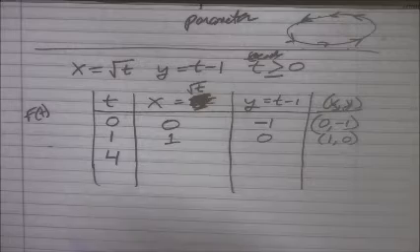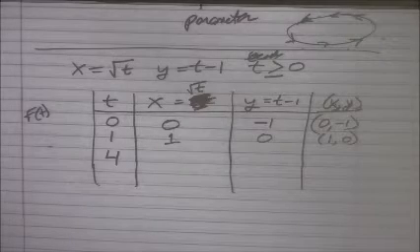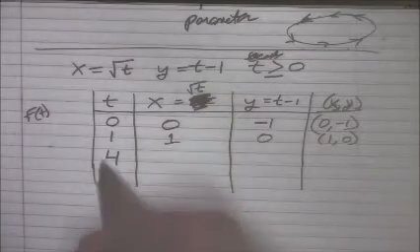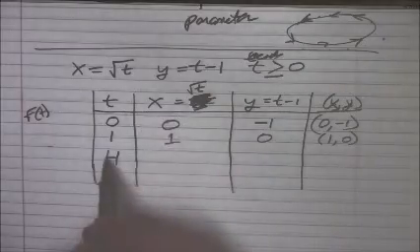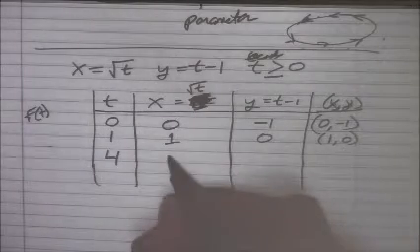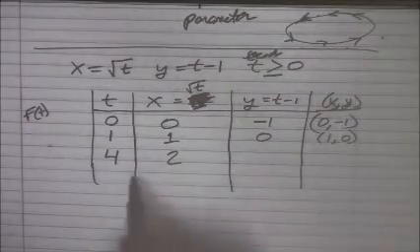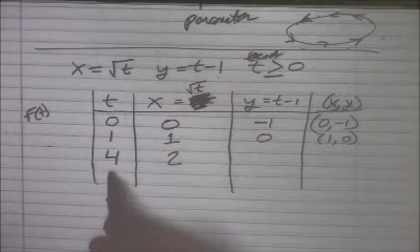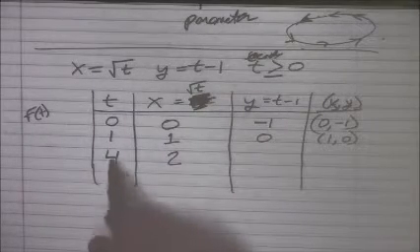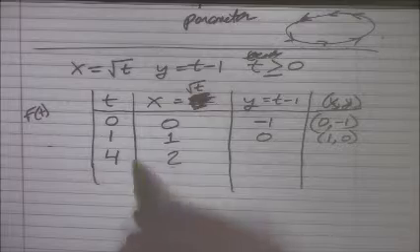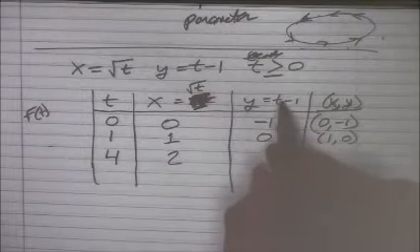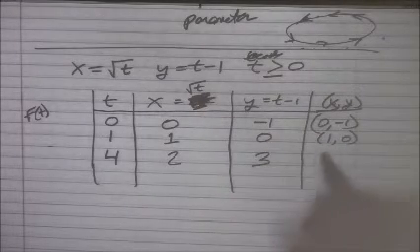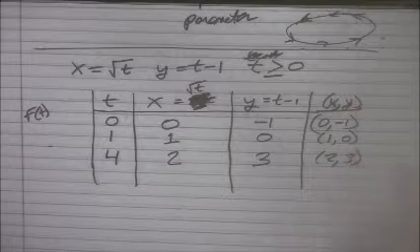I can do decimals. I just really like to keep the nice whole numbers. So I'll put 4 in here for the time. Square root of 4 is 2, so that means the x is 2. When the time is 4 seconds, that means the x has moved to 2, and the y has moved to 3, because if I put 4 in here, I get 3. So I get 2 and 3.